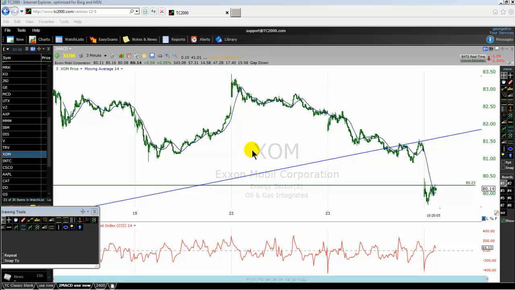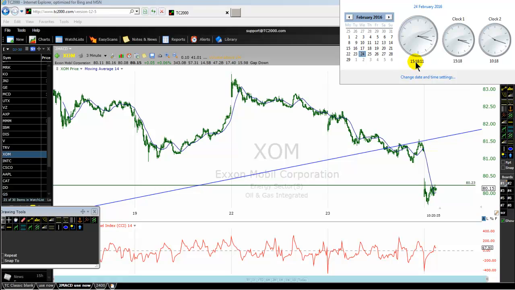This is live day trading using the CCI indicator period 14. I have just bought ISO Mobile at 8010, all right, 8010. Bought ISO Mobile. Today is the 24th of February 2016, and the time in London is 18 minutes past 3 p.m. In New York, 18 minutes past 10 a.m. So, bought it there at 8010.